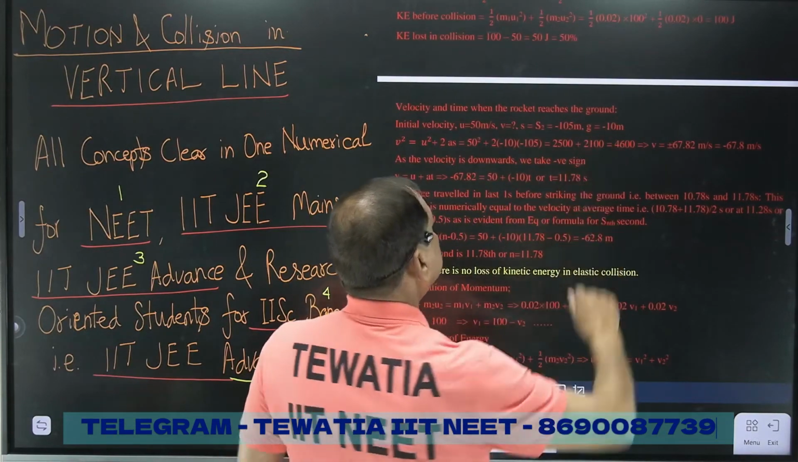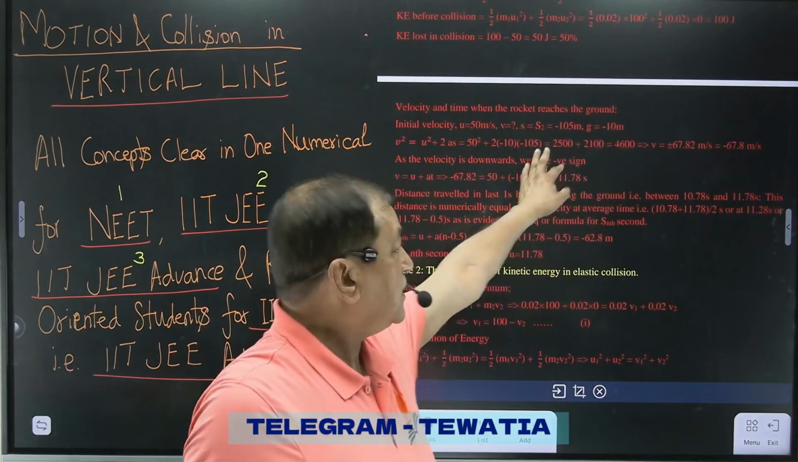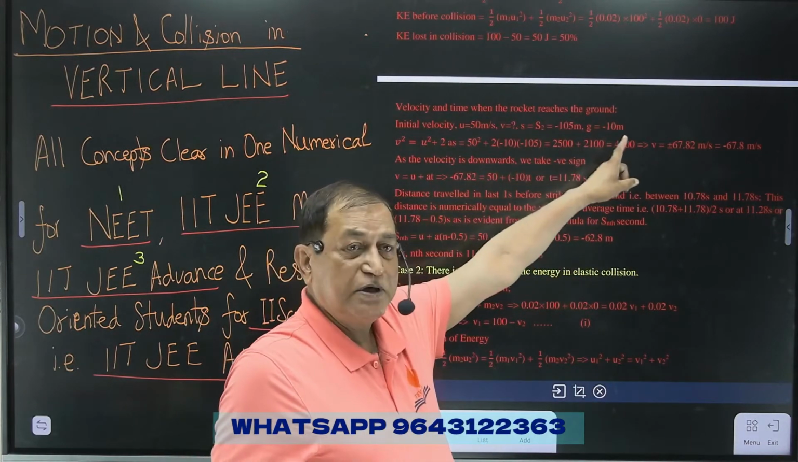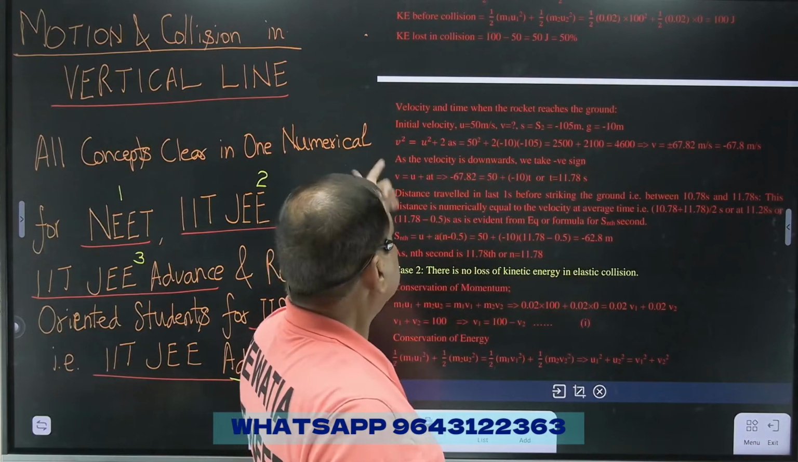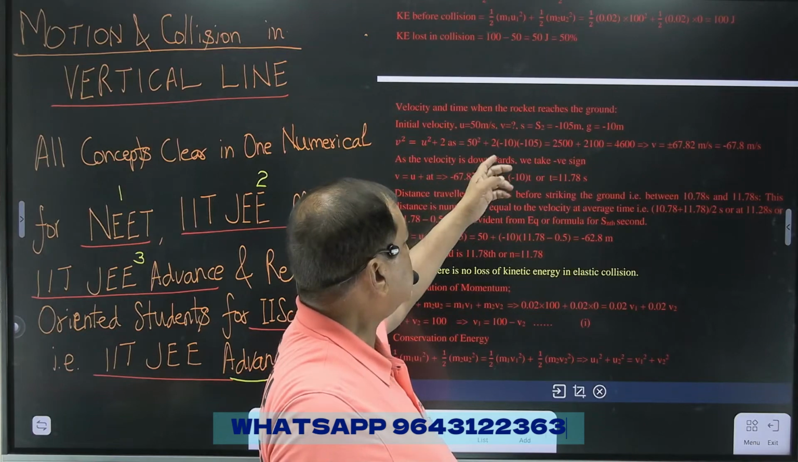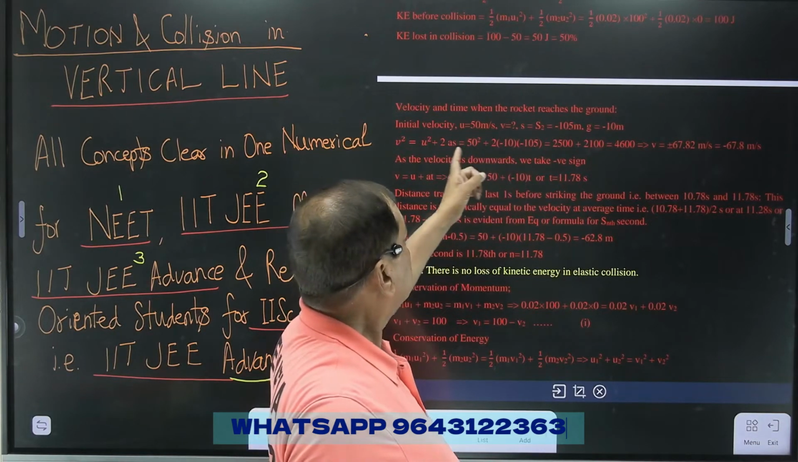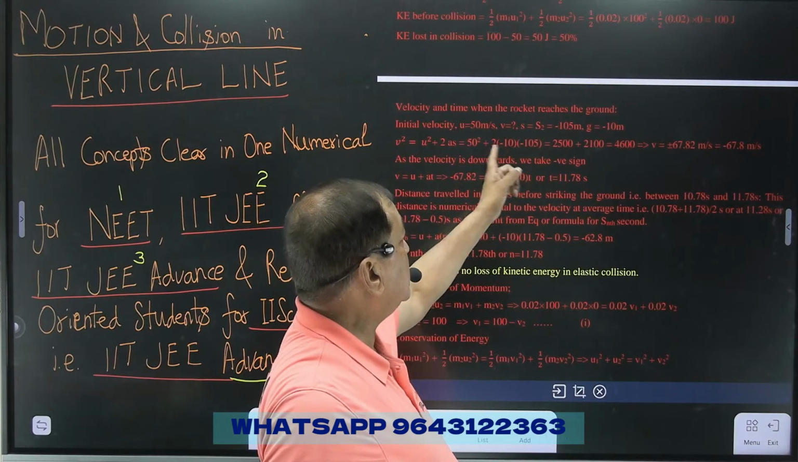And g is equal to minus 10 meter per second square. It's incorrect, please correct it. g is minus 10 meter per second square. So v square is equal to u square plus 2as, is equal to 50 square plus 2 into g, which is minus 10, into s, which is minus 105, minus minus plus.